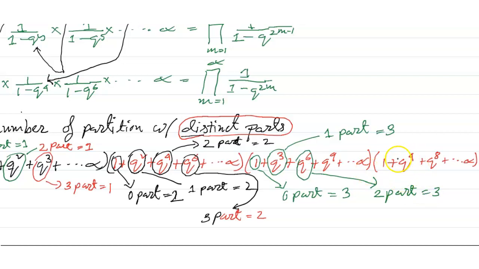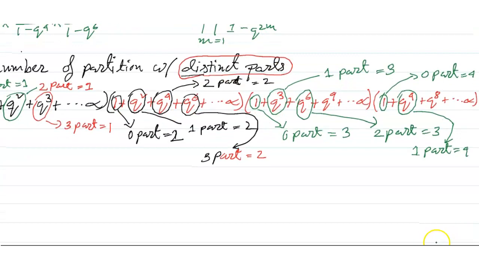In here also, friends, you see the partitions theorem. Here we see 0 part equals to 4, 1 part equals to 4, and so on. So friends, I think that I can clear this concept. Now let's move.